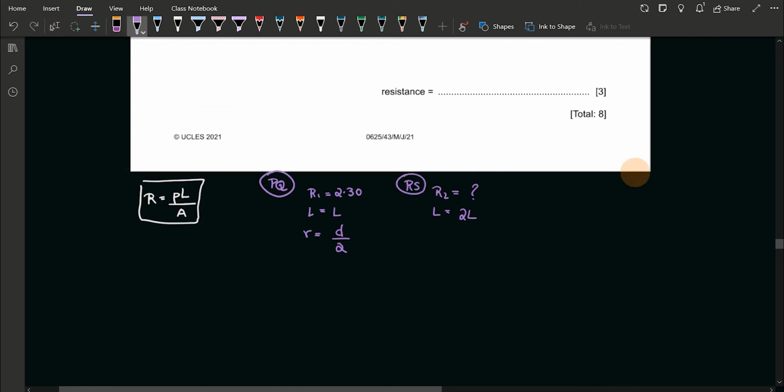Okay, so the radius is going to be twice the radius of the first one, which is D by 2. So this gets cancelled, and this is going to remain as D. If you plug in our values, we get 2.30 equals resistivity into length divided by area, which is pi r square, which is going to be D by 2 square. Next, for RS, we're going to have R2 equals resistivity into 2L divided by pi D square, because r equals D in the second case.